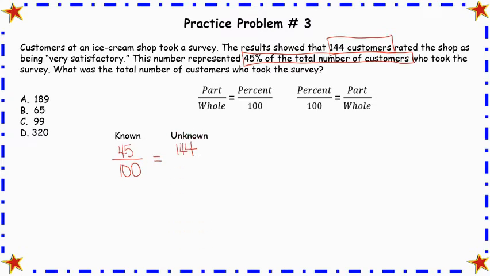What I don't know is the total amount of customers that took the survey. So this is going to be my unknown. So this tells me that in this problem, I am looking for the whole. I need to ask myself, what can I multiply by 45 to get 144? If you know the number, you can simply multiply 45 by that number as well as 100 and get your final answer.